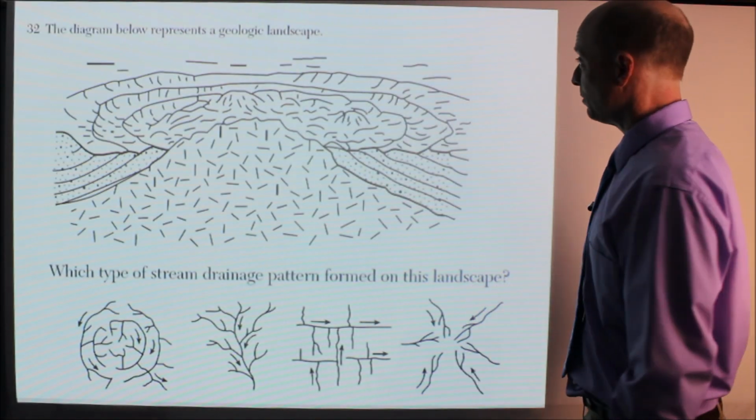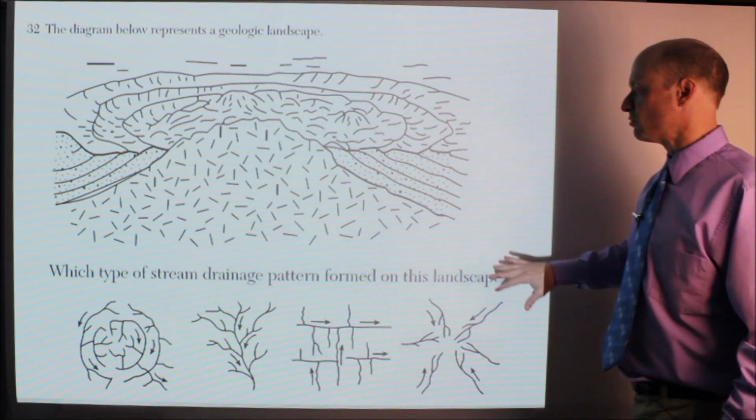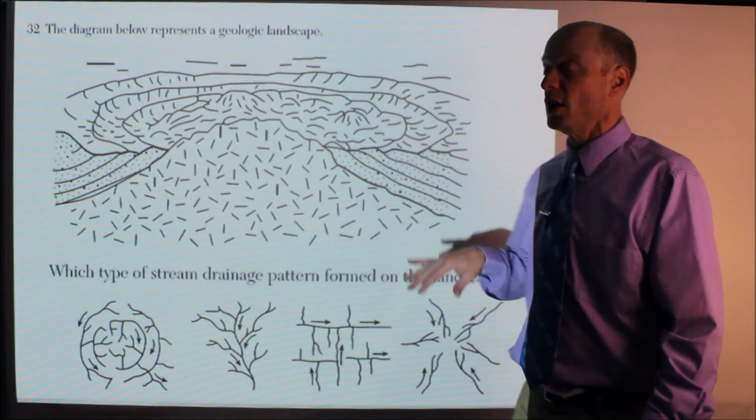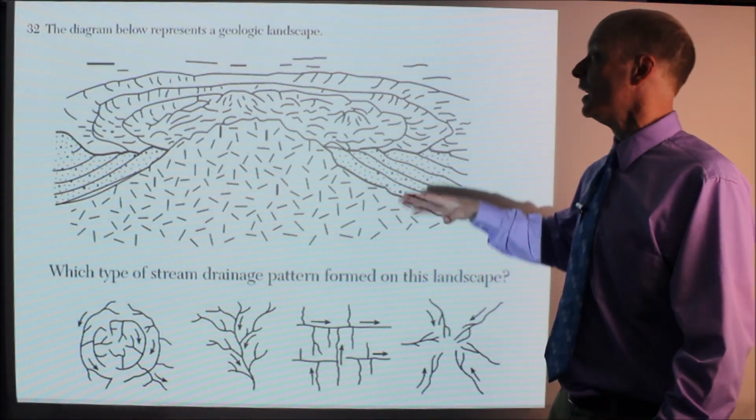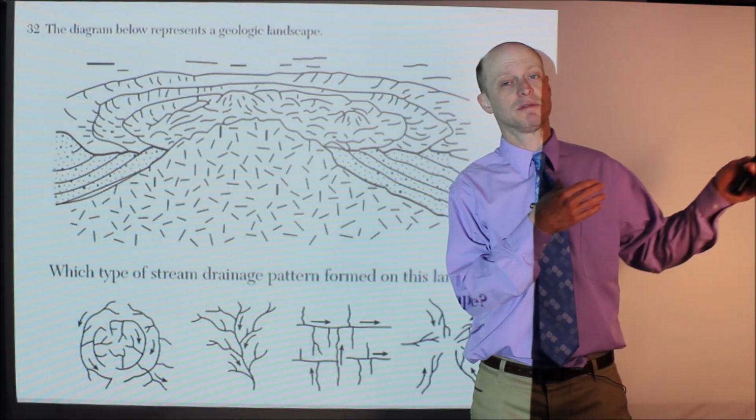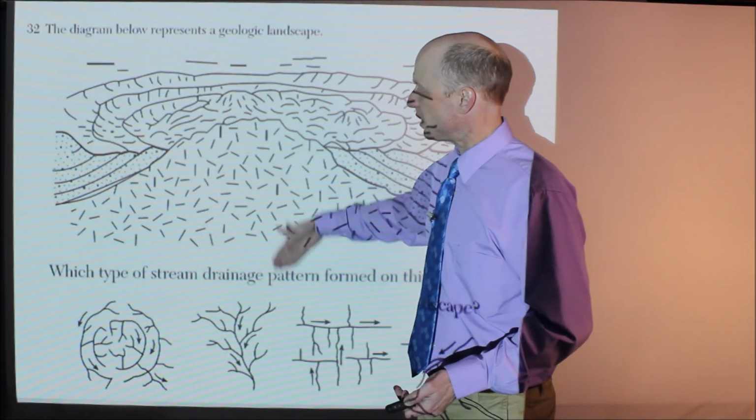32, the diagram below represents a geologic landscape. Which type of stream drainage pattern formed on this landscape? So if you look down from overhead, what would the streams or rivers look like based on the landscape here? Obviously water flows from high to low. Now this is a unique type of landscape. It has a cross section here too.